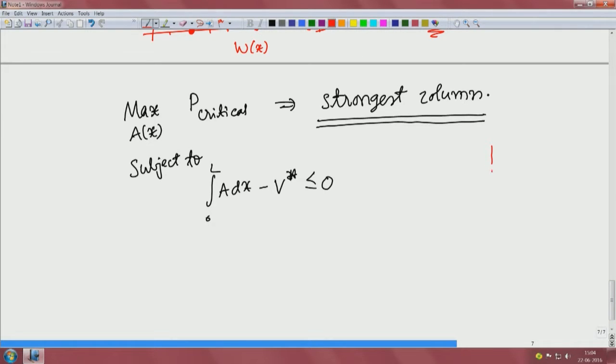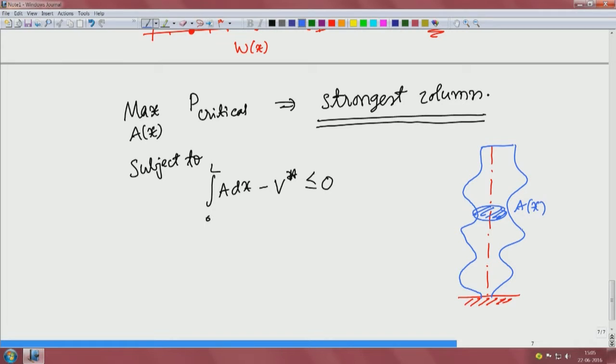We have a column. I will only draw the neutral axis now. Let us say a fixed-free column; boundary conditions do not matter. Now, instead of taking a uniform cross section, we will take a variable cross section. Everywhere the cross section, this A of x, is a function of x. Again, our x goes in this direction, x equal to 0 and x equal to L here. We want to find this function A of x. That is why it became our design variable.